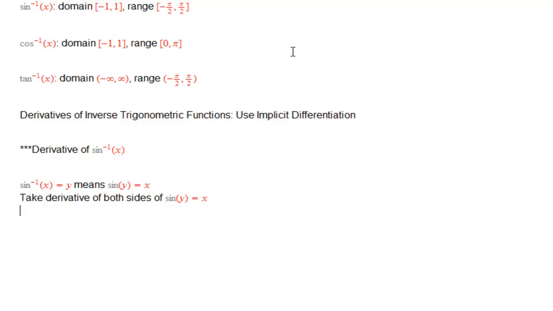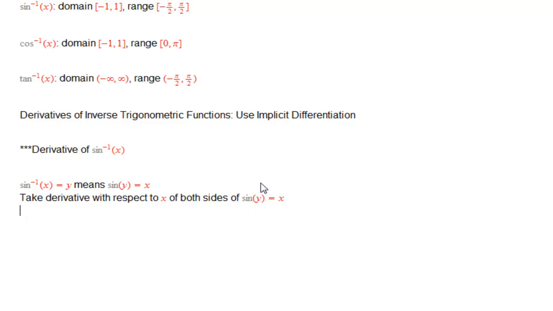Okay, on the left side, the derivative of sine is cosine, and I'm going to treat y as an inside function. I'm taking the derivative with respect to x. Maybe I should have said that. Take the derivative with respect to x of both sides. Okay, so I have an outer function that's sine. I have an inner function that's y.